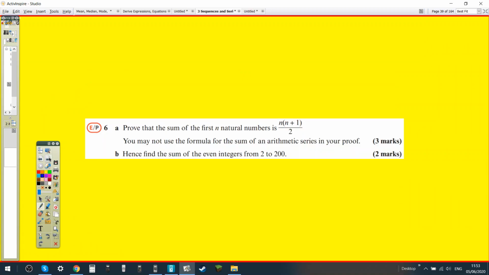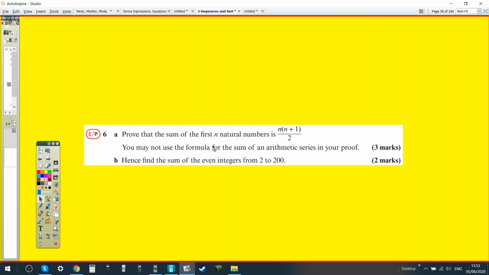Okay, let's see. Prove that the sum of the first n natural numbers is this. You may not use the formula. Hang on a second. n plus 1 over 2. How would you use part A to do part B?